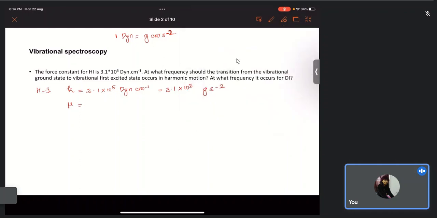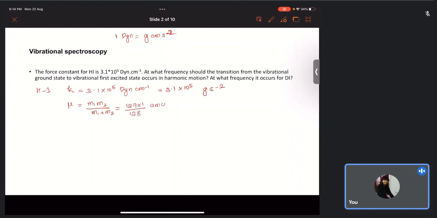Mu was m1 m2 divided by m1 plus m2. So this is going to be 127 into 1 divided by 128.